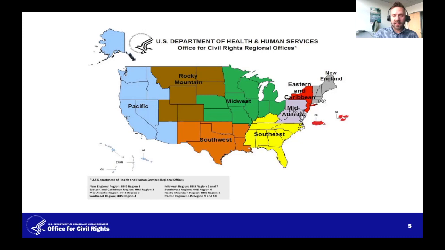OCR's regional offices allow it to have a physical presence across the U.S. and ensure the department maintains close contact with state, local, and tribal partners and addresses the needs of communities and individuals served in their respective areas. I am from the Pacific region, which, as you can see here, is a pretty large jurisdiction. It covers Nevada, Arizona, Oregon, Washington, Idaho, Alaska, Hawaii, Guam, and some island territories.